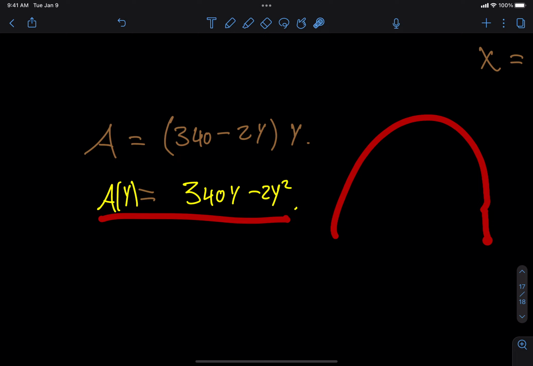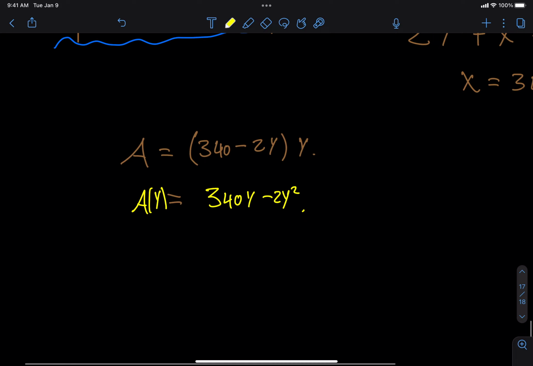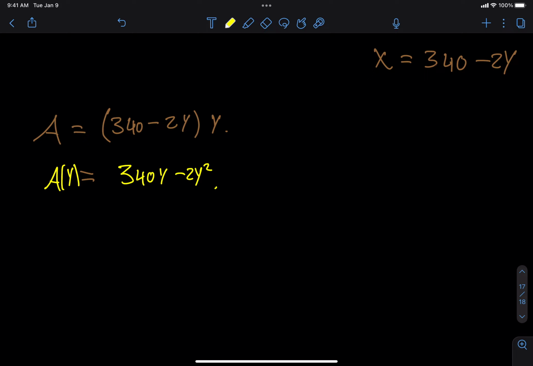And I'm trying to find the maximum, right? Where's the maximum of a parabola at? The vertex, if it opens down, right? If it opens down, the maximum will be at the vertex. So let's solve for the vertex. Well, you can rewrite this as... I don't know. Let me not do that. Let me just say, you can rewrite this as negative 2y squared plus 340y plus 0.